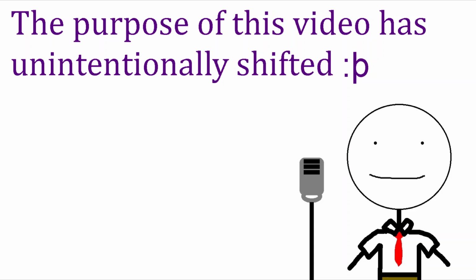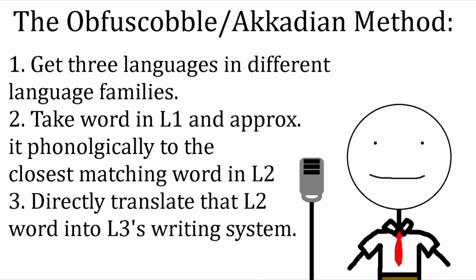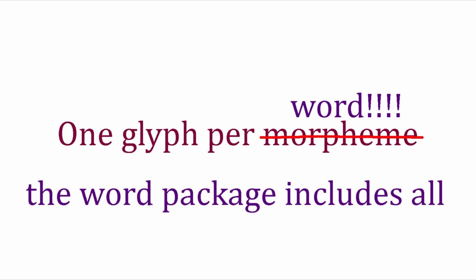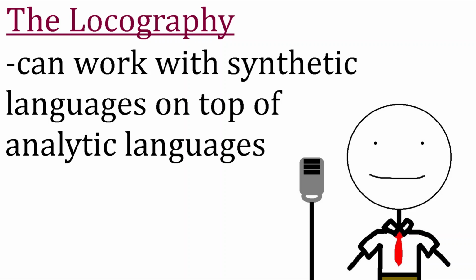Now, I've accidentally sort of turned this video into pushing the concept of writing systems to its limit, instead of making an awful conlang. But fear not. Logographies are the best existing system to make an awful conlang, and we can increase the value stored in each character for even more insanity. With a locography, instead of having a glyph or character per morpheme, you have a glyph for a full word with all the fancy grammar you could want. No longer are logographies restricted to working well with only analytic languages.